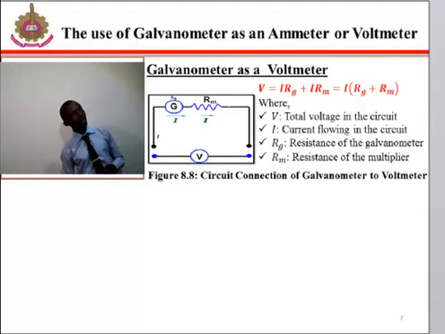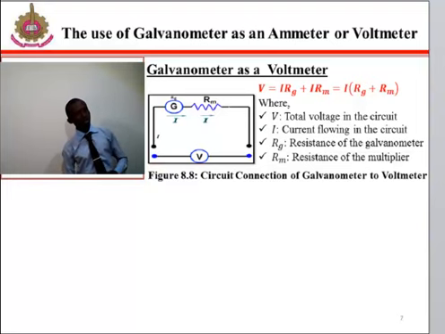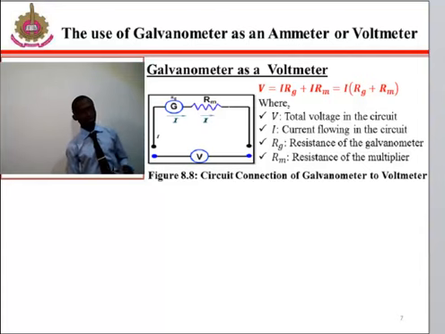From this equation, V is the total voltage in the circuit, I is the current flowing in the circuit, Rg is the resistance of the galvanometer, and Rm is the resistance of the multiplier. Note, if resistors are connected in series, the current flowing through the circuit will be the same.